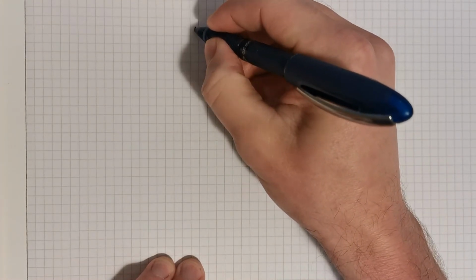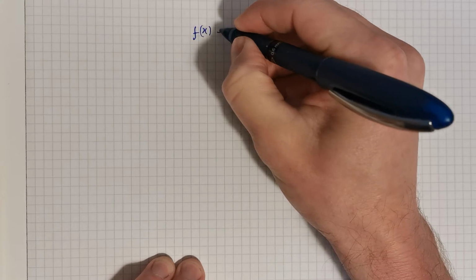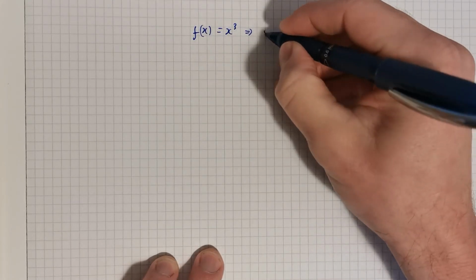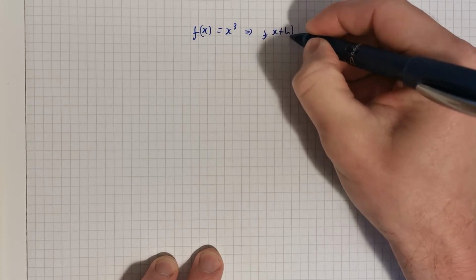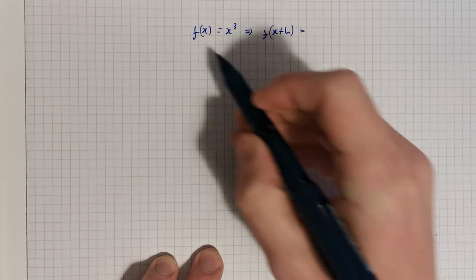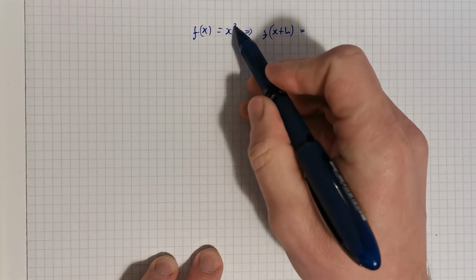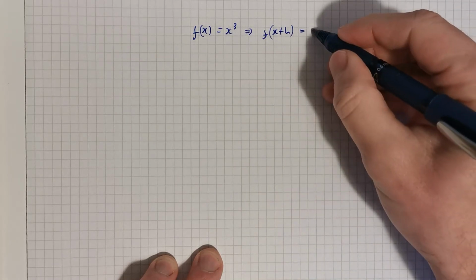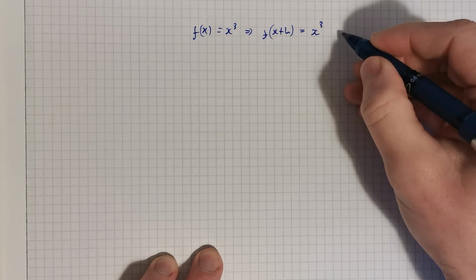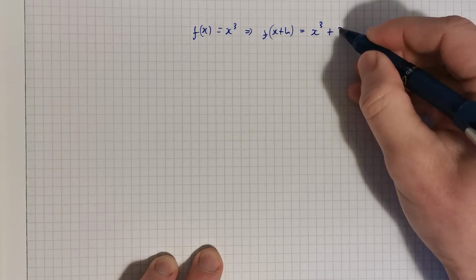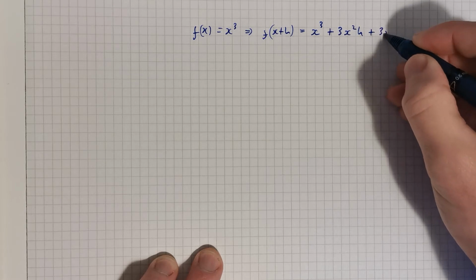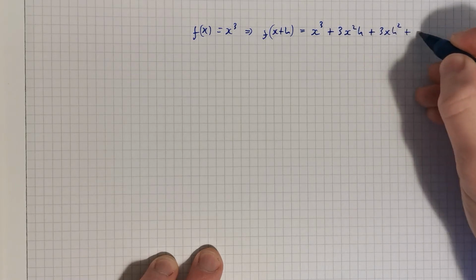So f of x equals x cubed. And remember what that means about f of x plus h. Well, this is just telling me to find the output, I just cube the input. I'd have to cube x plus h to find the output here. And if your binomial theorem is up to scratch, you should be able to do this pretty quickly. x cubed plus 3x squared h plus 3x h squared plus h cubed.